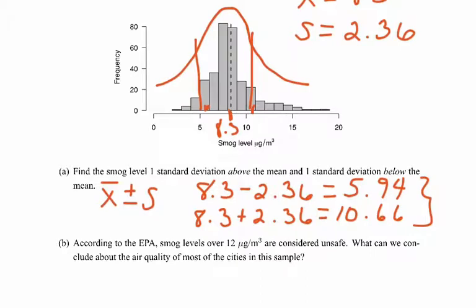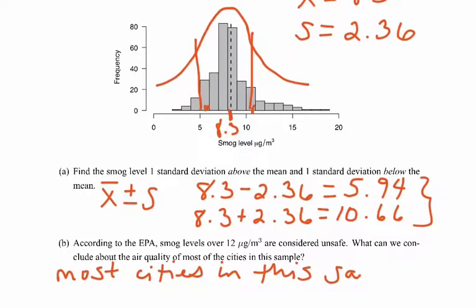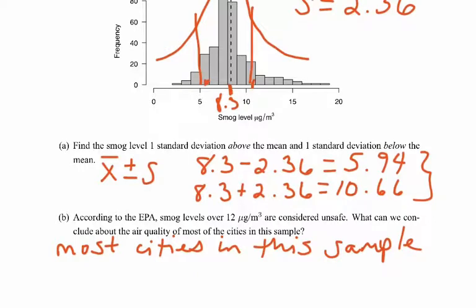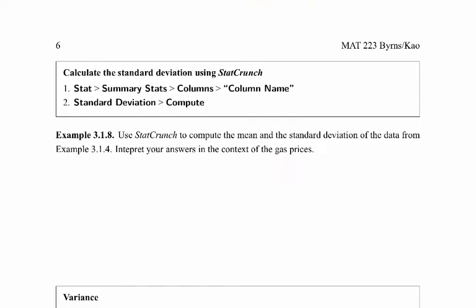So what does that say about most of the cities in our sample? If 12 is the level of unsafe, are we good for this sample? Are most of the cities safe? So I would say yes. So what can we conclude? We can say that most cities in this sample are safe because they fall between 5.94 and 10.66, and 12 is the cutoff for unsafe levels. So we are good to go here.